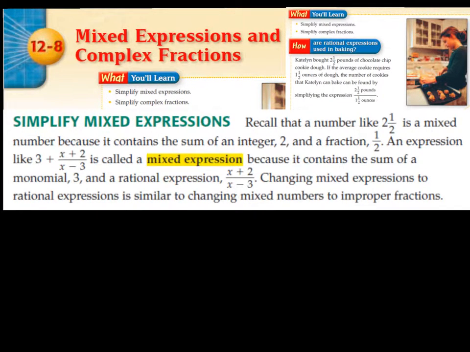Recall that a number like 2.5 is a mixed number because it contains the sum of an integer 2 and a fraction 1/2. An expression like 3 plus the quantity x plus 2 divided by the quantity x plus 3 is called a mixed expression because it contains the sum of a monomial 3 and a rational expression, the quantity x plus 2 divided by the quantity x plus 3. Changing mixed expressions to rational expressions is similar to changing mixed numbers to improper fractions.